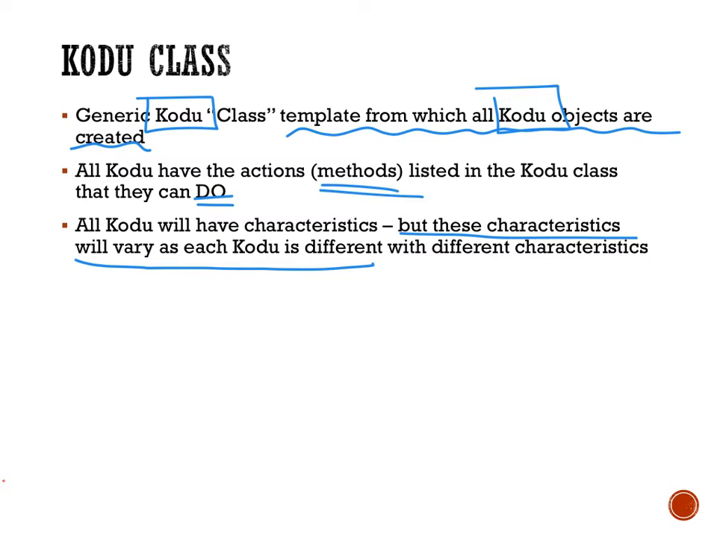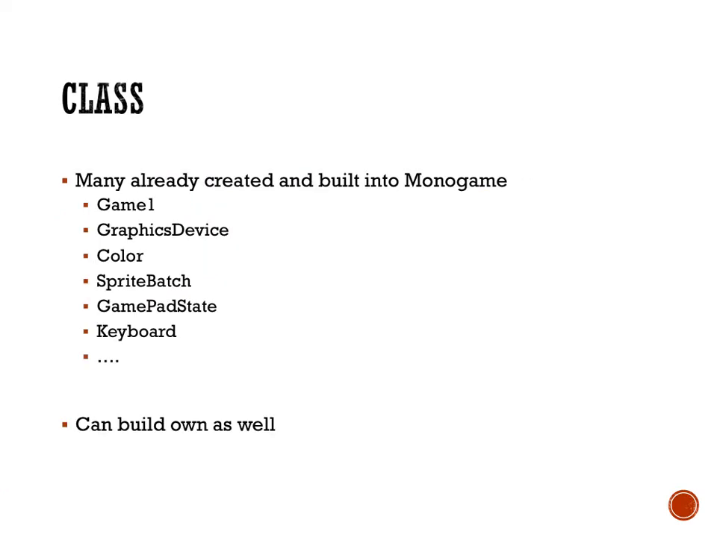So remember, the class is a template from which all objects are created. Now, as I stated previously when we talked about objects, there are many built-in classes in MonoGame. And Color, SpriteBatch, GamePadState, Keyboard, you're already coming into contact with a couple of them. These are all built in, and I will show you how to use these and access all of the built-in methods as well as access the different characteristics for each object that we create of those types.